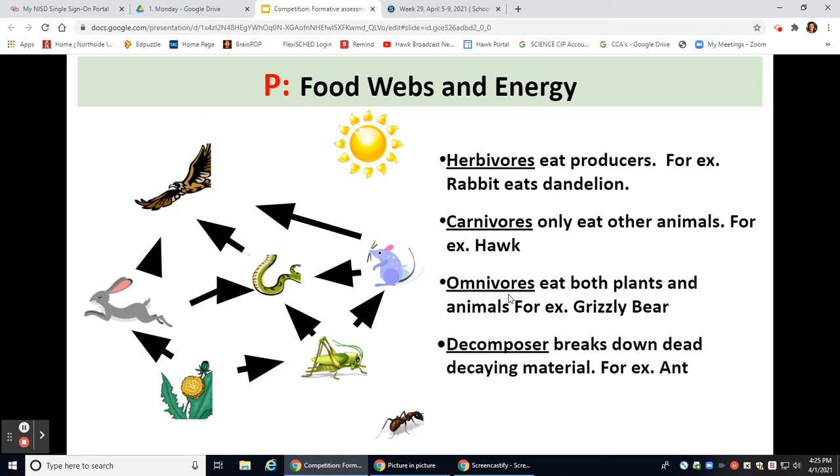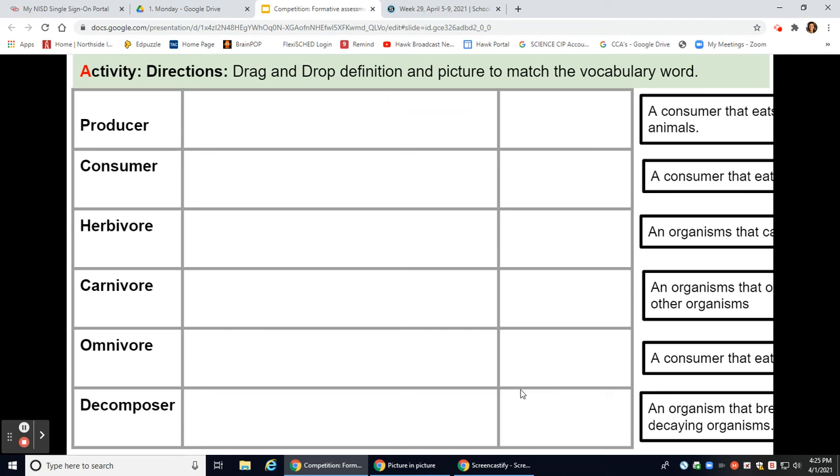Omnivores eat both plants and animals. For example, a grizzly bear would eat fruits and berries, as well as other animals. Decomposers break down dead, decaying material. For example, an ant would break down these organisms after they die. So today we're going to do a drag and drop with definitions and pictures to match the vocabulary word.